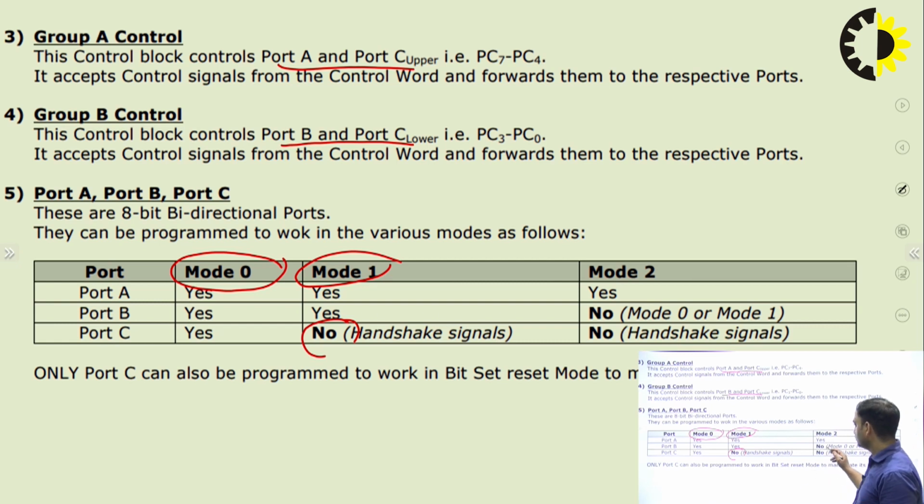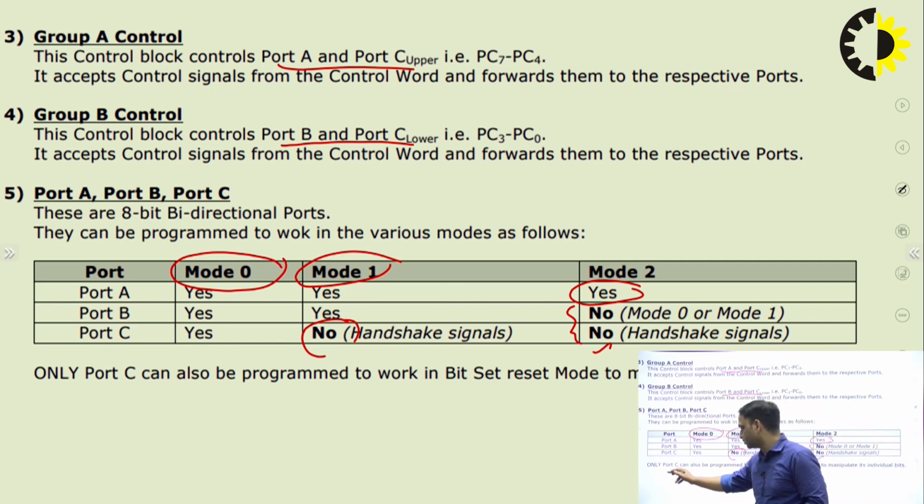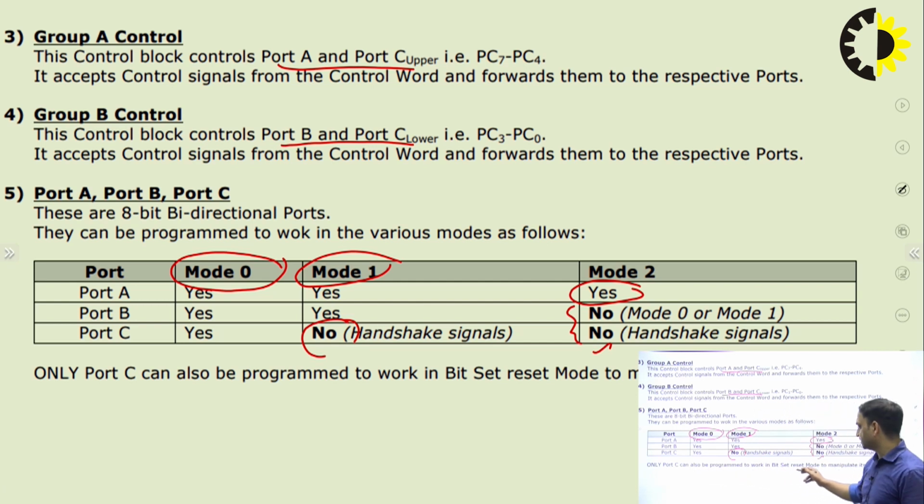In mode 2, port A is used for the data transfer, and port B will be in mode 0 or in mode 1. Port C in mode 2 is also not used for data transfer, but is used for the handshaking signals. It is mentioned here that port C can also be programmed to work in the bit set reset mode to manipulate its individual bits.